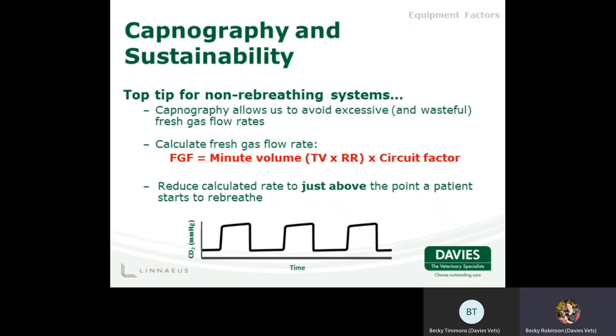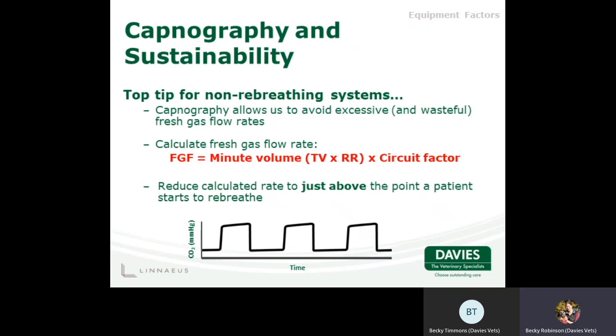So when we're using a non-rebreathing anaesthetic system, it's recommended that the fresh gas flow rates for our patients are calculated in the usual manner, and that is taking the patient's minute volume, which is the product of the tidal volume and the respiratory rate, and multiplying that by the circuit factor for the individual system that we're using. However, if we are using a capnograph in addition, from this calculated flow rate, we can reduce our fresh gas flow to a rate just above the point that a patient starts to rebreathe.